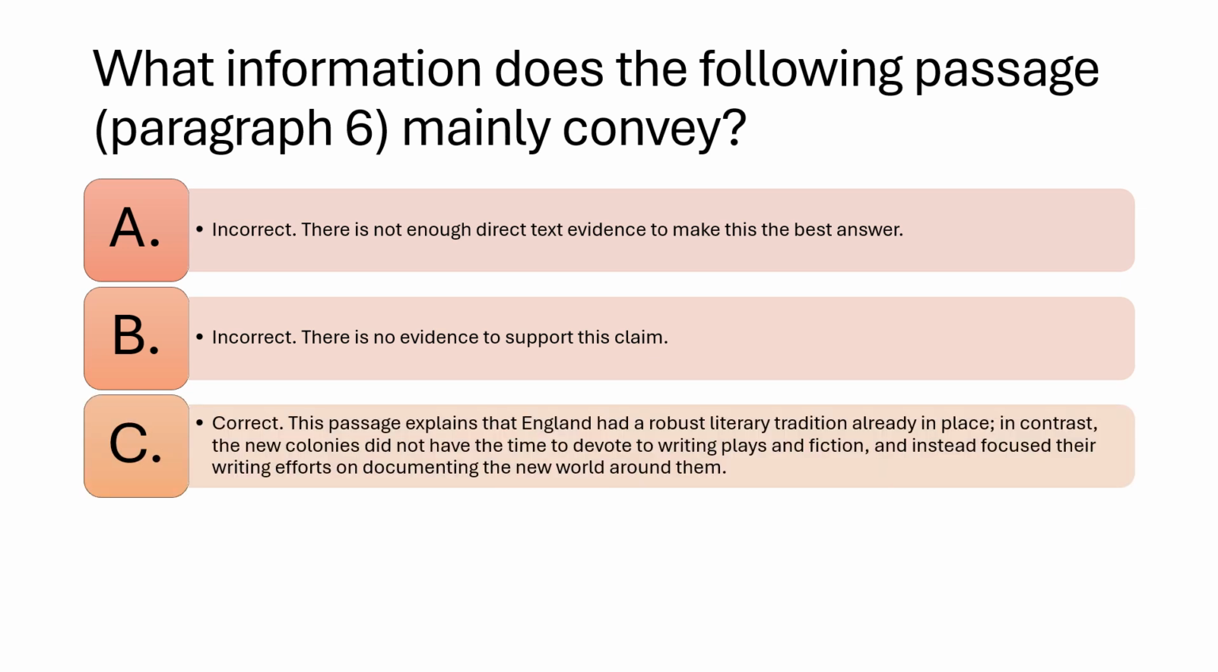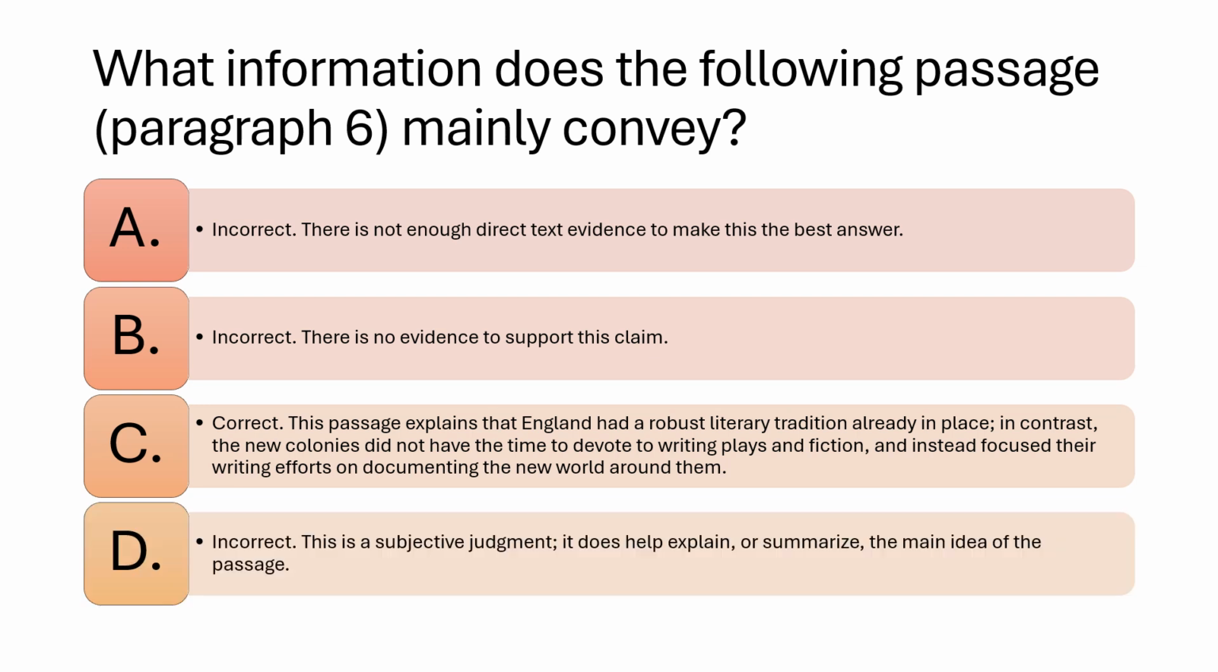C is correct. This passage explains that England had a robust literary tradition already in place. In contrast, the new colonies did not have the time to devote to writing plays and fiction, and instead focused their writing on documenting the new world around them. D is incorrect. This is a subjective judgment. It does help explain or summarize the main ideas of the passage.